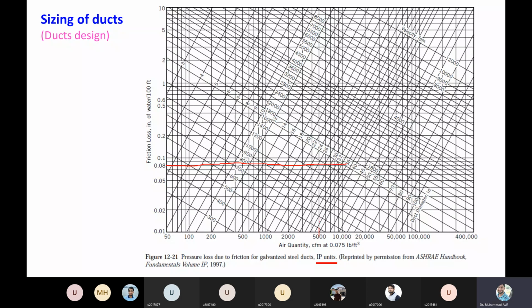And this is the 5000, right? So it cuts here. So at this point, parallel to that means 26. So 26 is the diameter of the duct, right? And similarly, I can have the velocity. Parallel to this line, velocity is 1400. I can give you the exact value of the velocity, 1400.